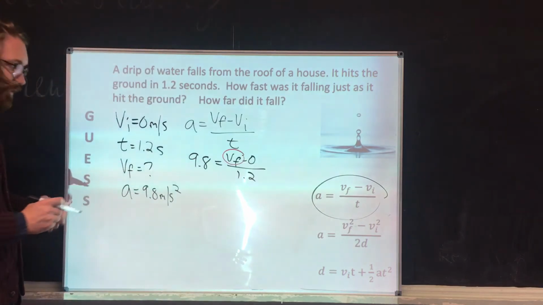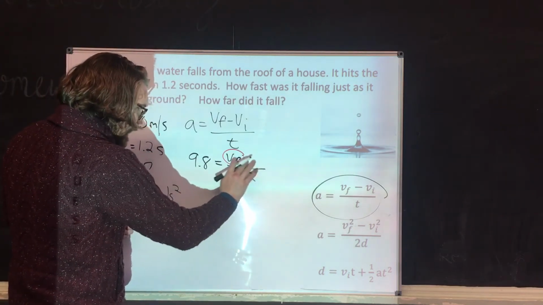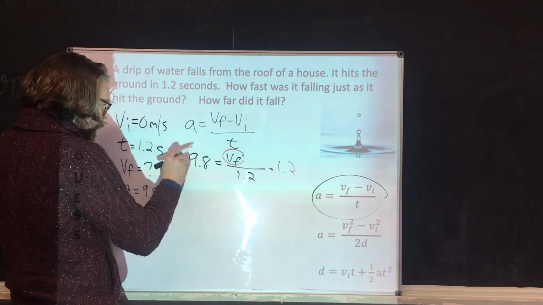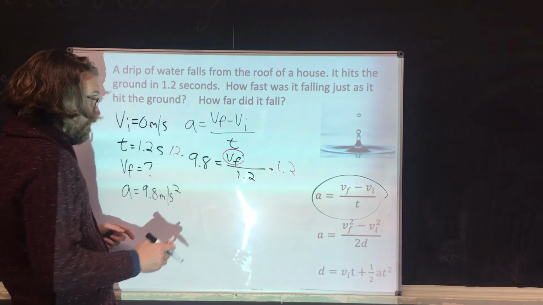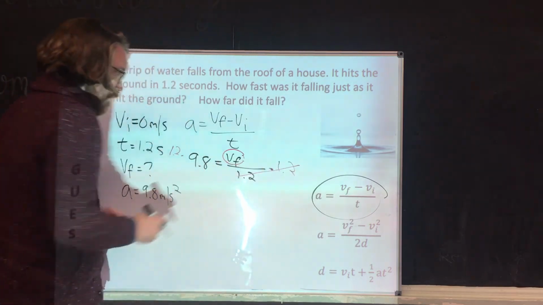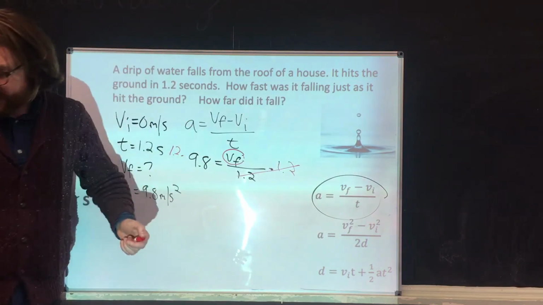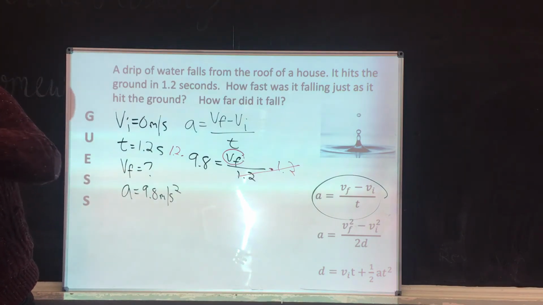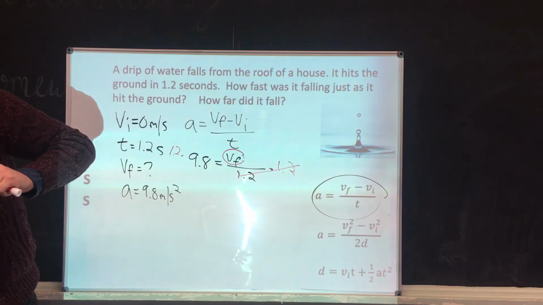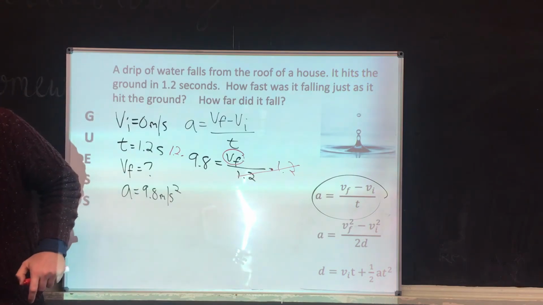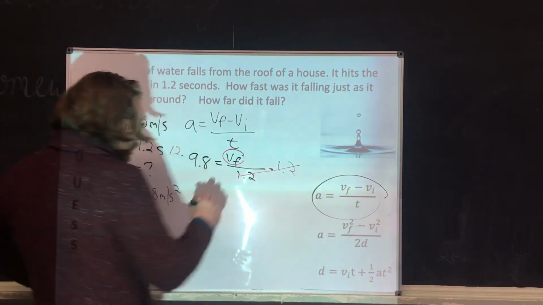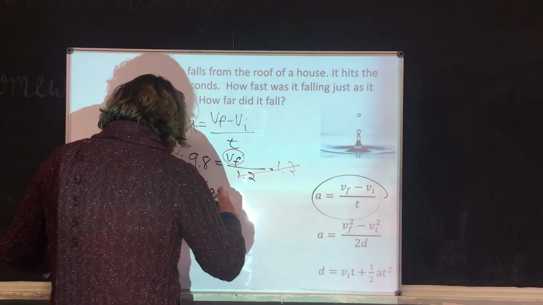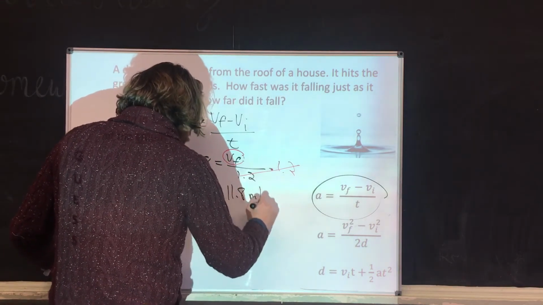Trying to find the final velocity. That means I'm going to get rid of this minus 0. This is division. I'm going to do the opposite, which is multiply. You always multiply by the bottom number of the fraction. 1.2 divided by 1.2 cancels out. Make sure I got my number right here. Oh, I switched these up. This gives me final velocity equal to 11.8 meters per second.